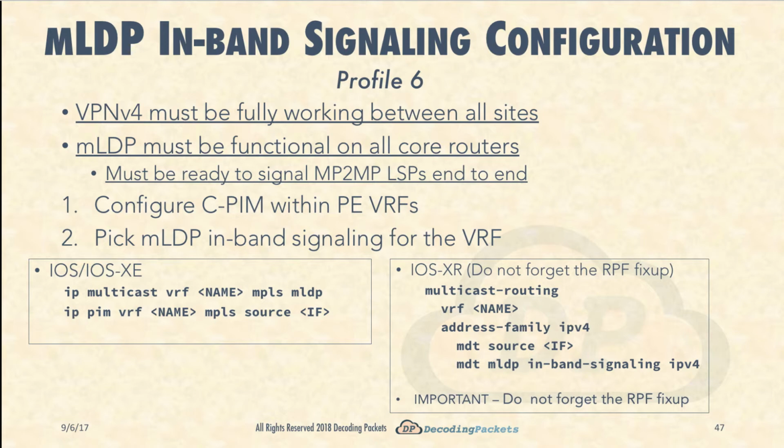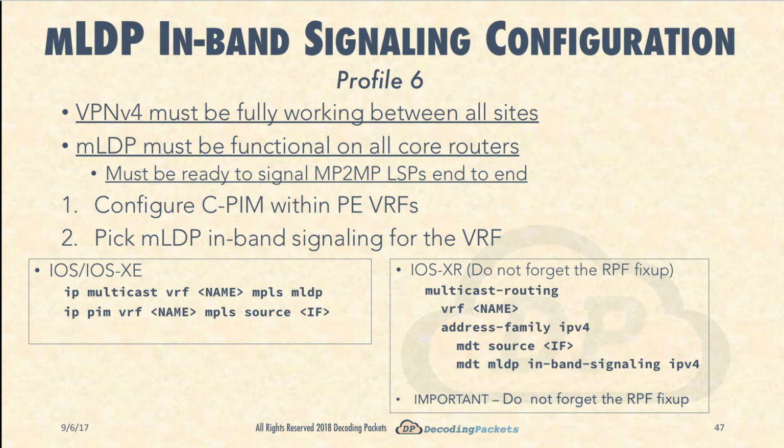Once you configure both of these commands, the rest of the stuff is a matter of troubleshooting. On IOS XR, number one, do not forget the RPF fix-up. And I repeat that twice, do not forget the RPF fix-up. By default, the RPF checks are always against the PIM core tree. So you have to change that, or you have to at least add the MLDP in-band signaling core tree to a policy and then use that for the RPF check within PIM. So we'll make sure that we are doing that.